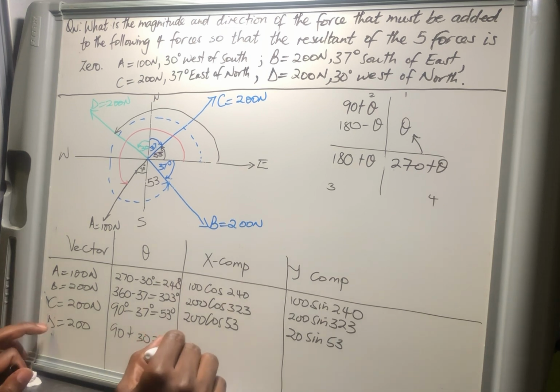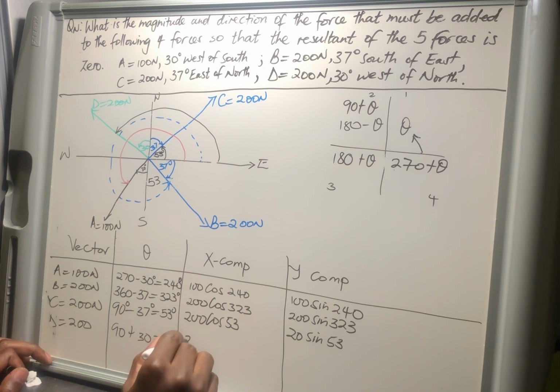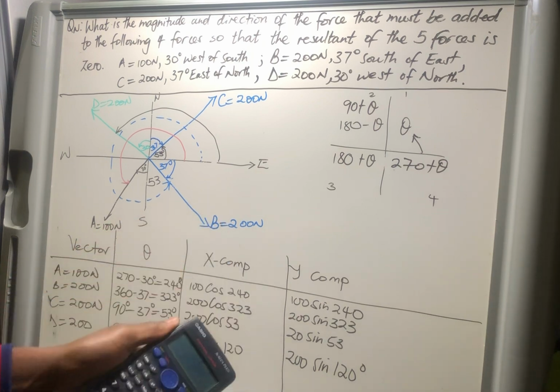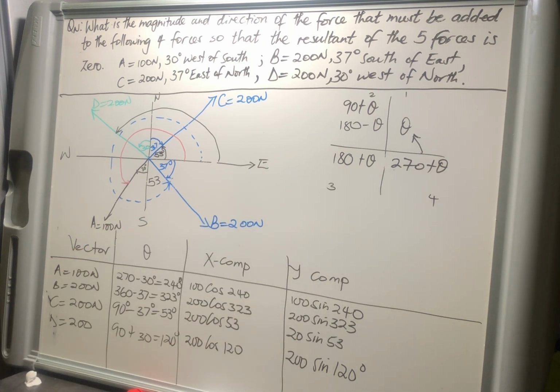So your D x component will be 200 cos 120, and this one will be 200 sine 120 degrees, like this. Okay, so now we have to calculate and get the values for x and y comp for each.